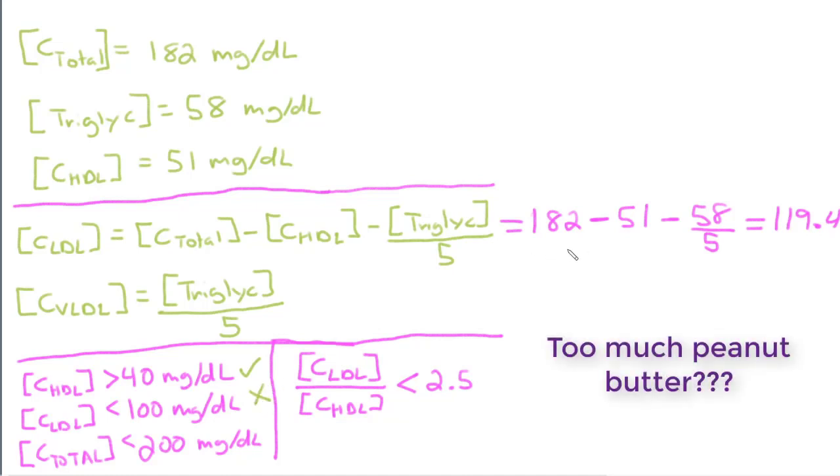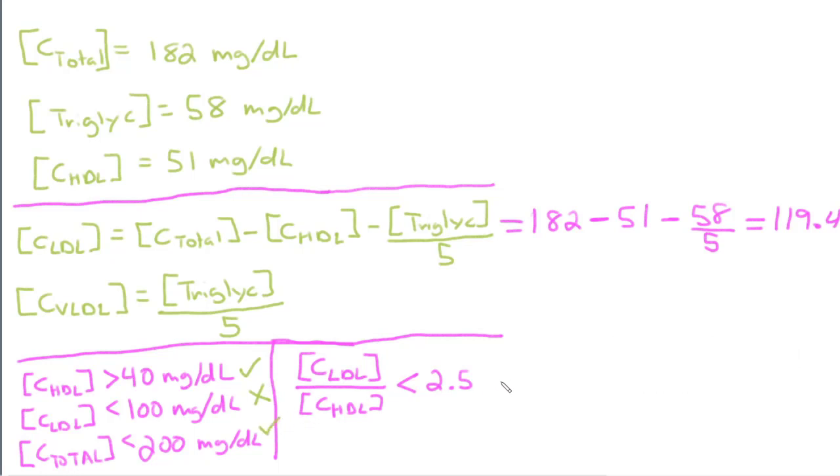Okay, but for completeness, let's go ahead and calculate the other 2 values. Total needs to be less than 200. We're given a total of 182, so we're good there. And our ratio needs to be less than 2.5. So for our ratio, we have 119.4 milligrams per deciliter divided by 51 milligrams per deciliter. Pull out our calculator and let's see what we get. And it looks like we get 2.34. So we're good there too. Just got to lower my LDL levels a little bit.